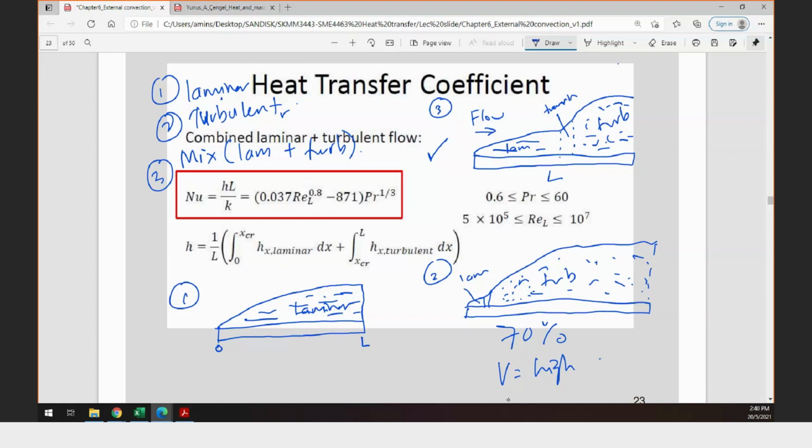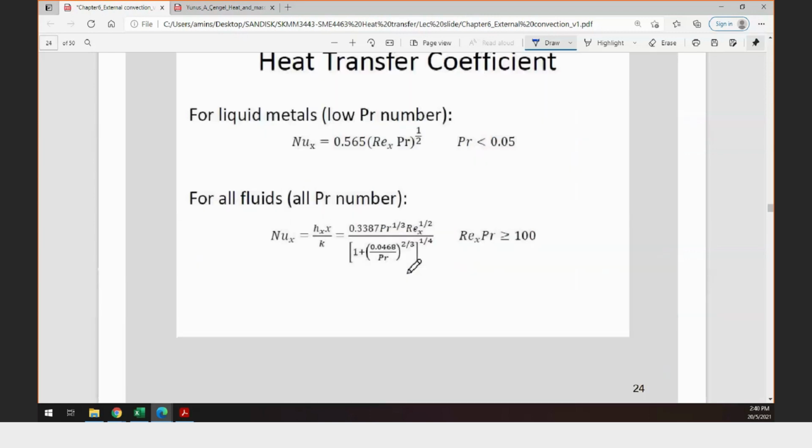Okay, so meaning that even though there is laminar and turbulence, there is a possibility that you get the full condition of the flow as turbulent. Okay, because the turbulent dominates the major area, the major space, of the convection phenomenon.